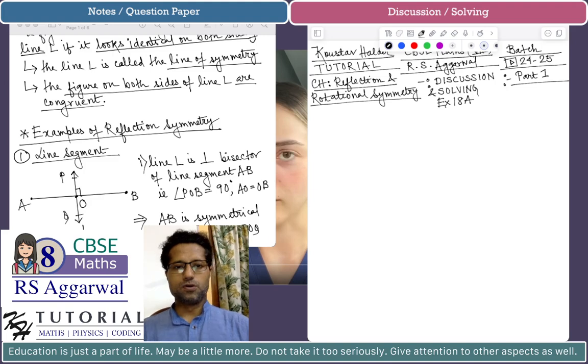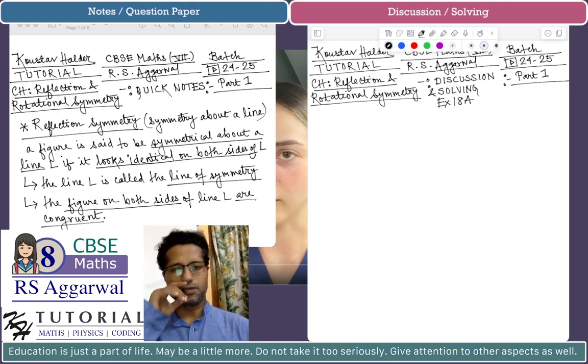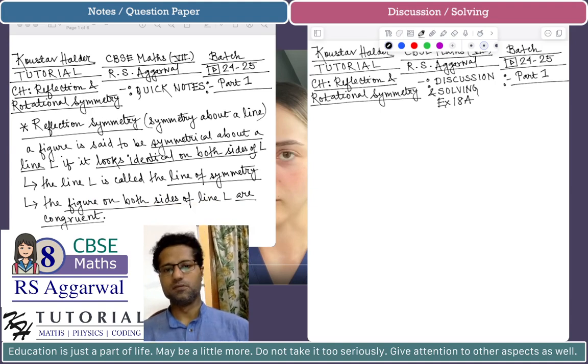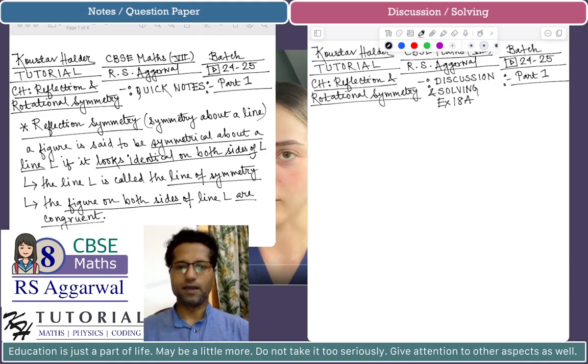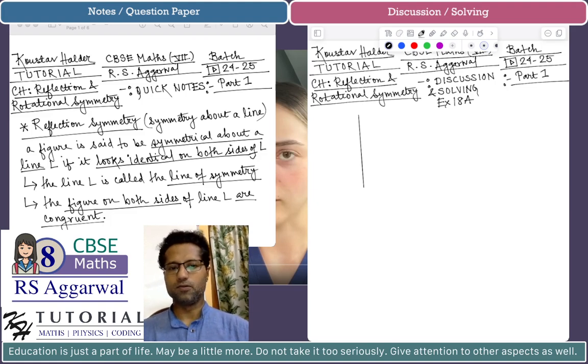Okay, so we will discuss reflection symmetry of figures. Reflection symmetry is symmetry about a line. A figure is said to be symmetrical about a line L if it looks identical on both sides of L. So let's say we have a line. The position and the orientation of the line could be anything. It could be horizontal, vertical, or inclined at an angle. I'm taking a very basic example. This is the line L.